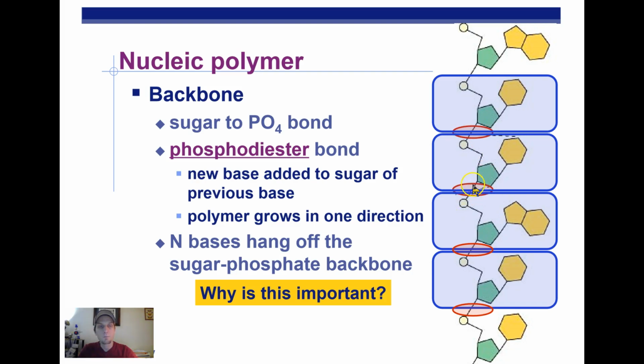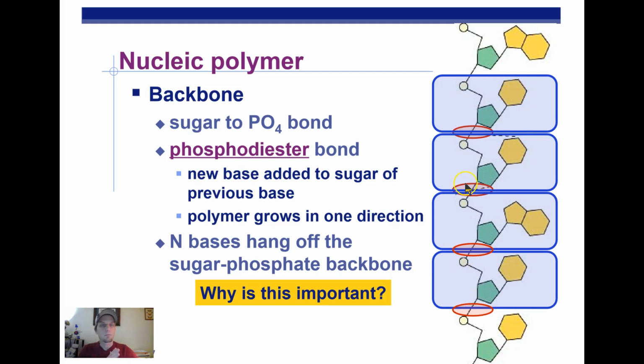That phosphate is bound covalently to 2 sugar groups. So it's a phosphodi, meaning 2. Ester is the sugar bond. So new base is added to the sugar of a previous base. And it just goes down instruction. Just like in amino acids, we had directionality going from the N terminus to the C terminus, and it can only be built in one direction, in that direction, N to C. Well, DNA also has directionality, and it goes from a 5' to a 3'.